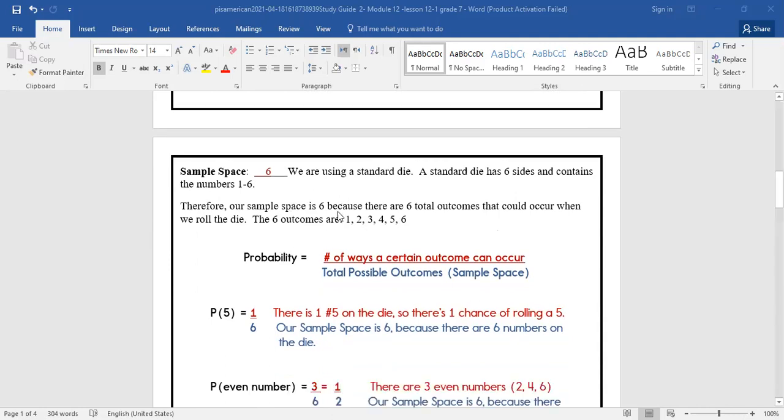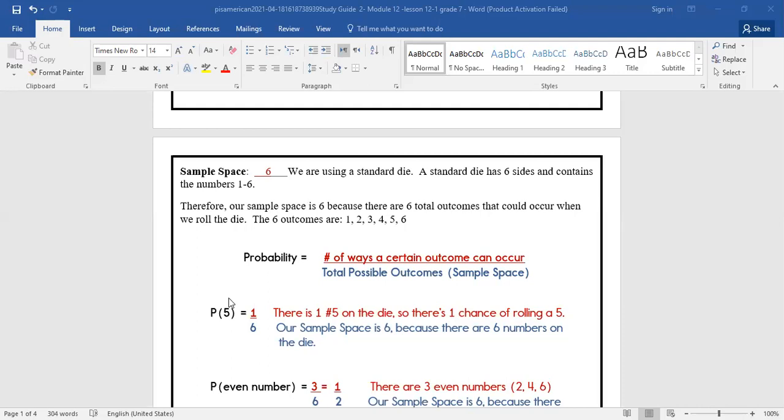Then if you are looking for the probability of 5 in the die, how many times can you see 5? 1 over 6. Because we have only one 5. How many 5 outcomes? Only one. Then it will be 1 out of 6.